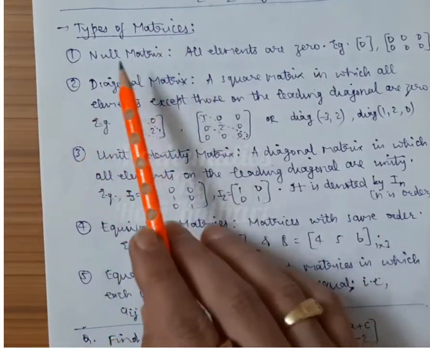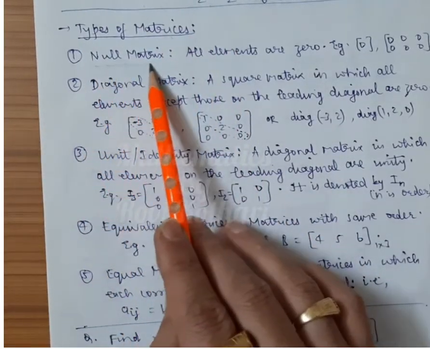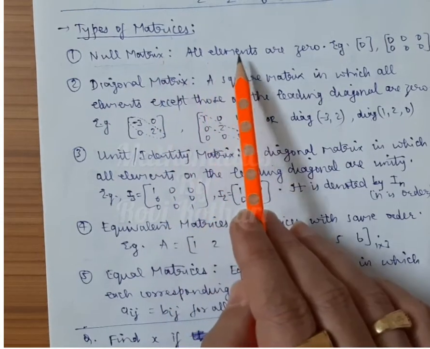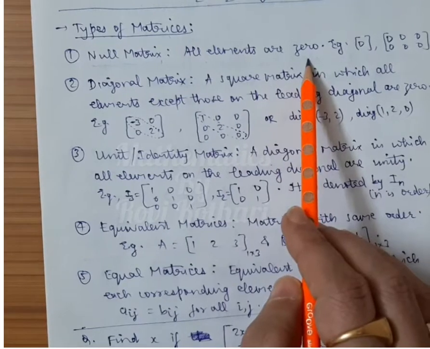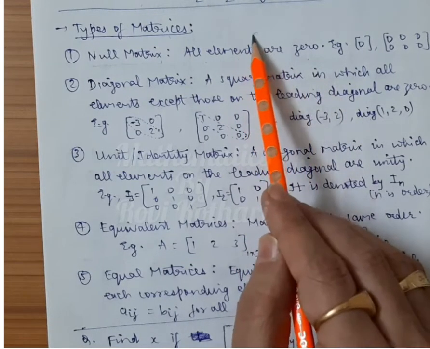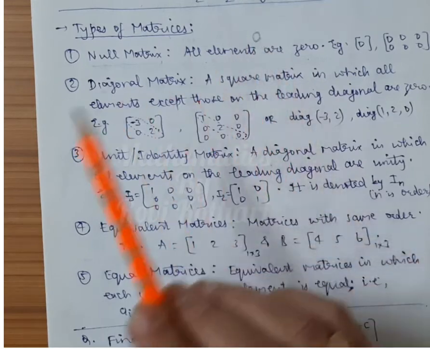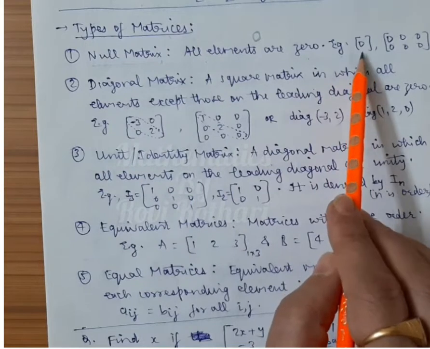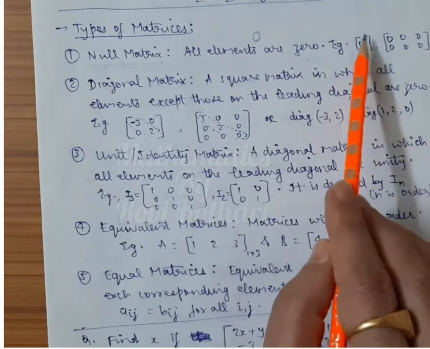Apart from these, the next type of matrix which you'll come across often is the null matrix. Now, what is a null matrix? A matrix in which all elements are 0. If all the elements of a matrix are 0, it is known as a null matrix, denoted by O. We write the symbol O for the null matrix.